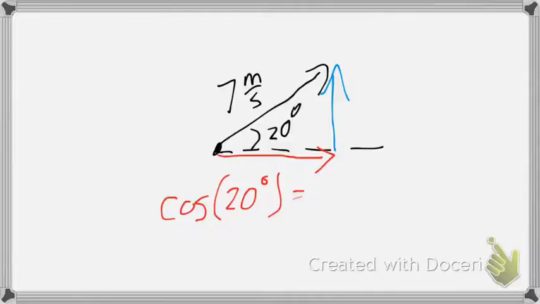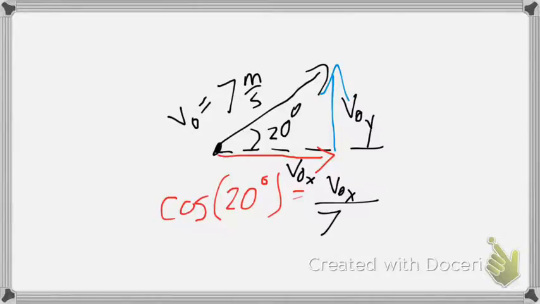I'm going to call this vector v naught because it's an initial velocity. V with a little subscript 0 is 7 meters per second. I'm going to label my x component v naught x because I'm that creative, my y component v naught y. So the cosine of 20 degrees will be v naught x divided by 7 meters per second, my hypotenuse, adjacent over hypotenuse. So my x component will be 7 meters per second times the cosine of 20 degrees.